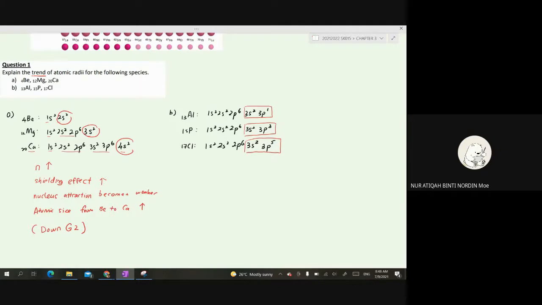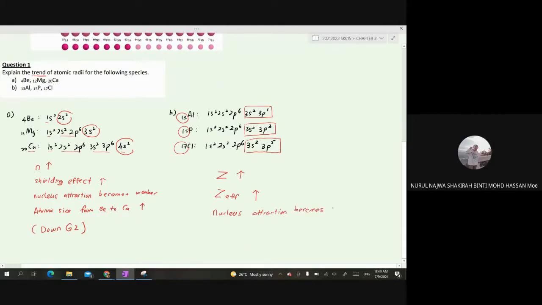Any idea? Number of protons. Number of protons, yes, very good. You can see over here 13, 15, 17. So the number of protons or the nuclear charge increases. Therefore, dia punya pasangan kita akan ceritakan pasal ZEF. So proton number increases, effective nuclear charge increases. How about the nucleus attraction? Become stronger or weaker?